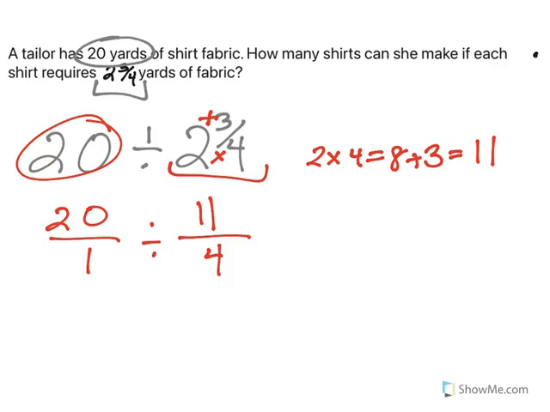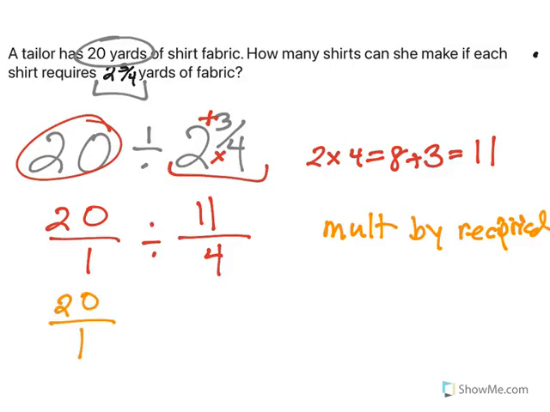Now, hopefully you remember that the rule for dividing fractions is you are going to multiply by the reciprocal. Okay, so I keep the first fraction the same, I change division to multiplication, and the reciprocal flips the fraction. So some people call this keep, change, flip. But we are multiplying by the reciprocal. Now, I can multiply straight across. So I have 20 times 4 is 80, and 1 times 11 is 11.